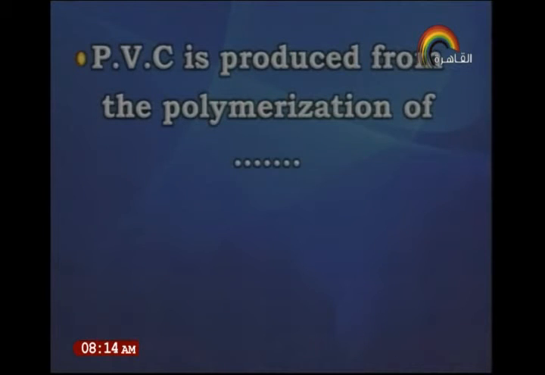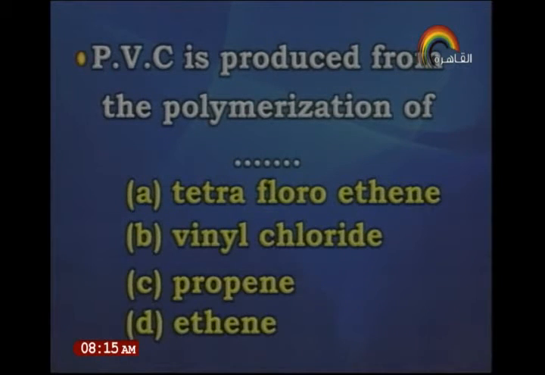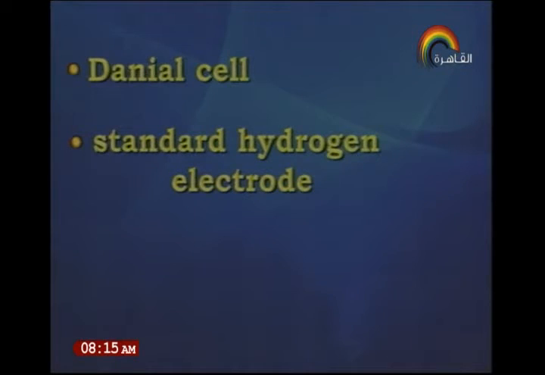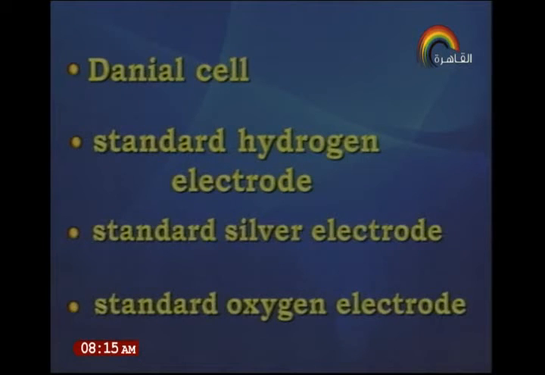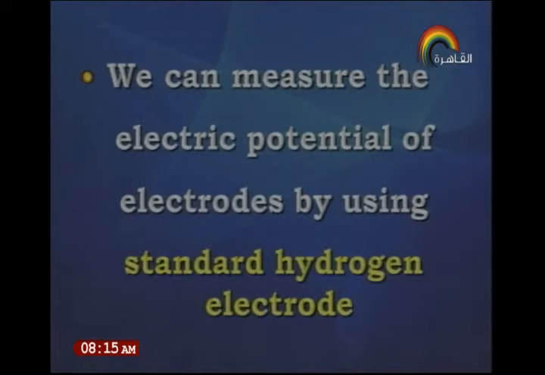Next point, PVC, which is polyvinyl chloride, is produced from the polymerization of what? Tetrafluoroethene, vinyl chloride, propene, or ethene? Yes, my dear student, it will be vinyl chloride. Next point, we can measure the electric potential of electrodes by using what? Daniel cell, standard hydrogen electrode, standard silver electrode, or standard oxygen electrode? Yes, if you think about it, my dear student, you will find that we can measure the electric potential of electrodes by using standard hydrogen electrode.